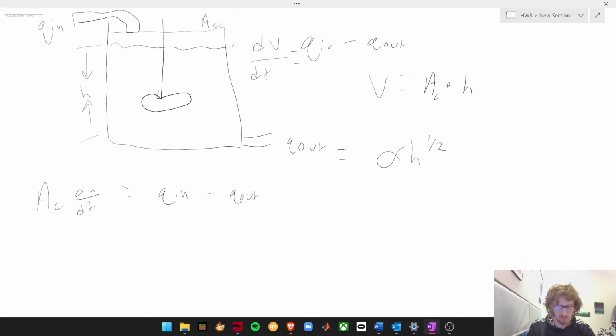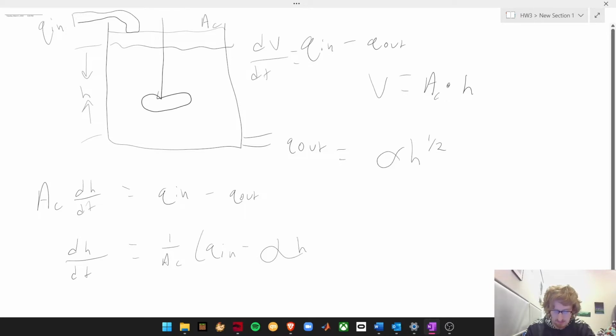And I'll move the cross-sectional area over to the other side. But we're going to have the derivative of height with respect to time. It's going to be equal to 1 over our cross-sectional area, and then our flow rate in, minus a proportionality constant, alpha. Oh, that was not a great alpha. Try that one more time. I'll live with that. Times the square root of our height.